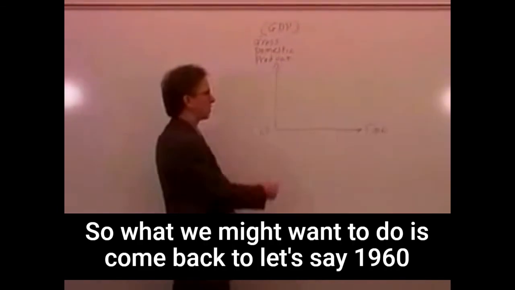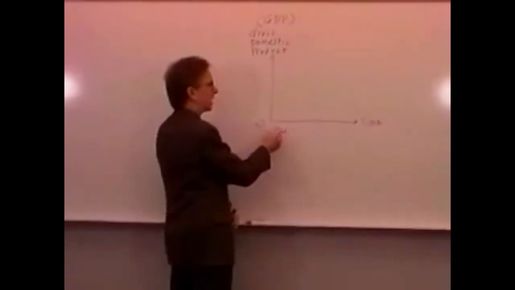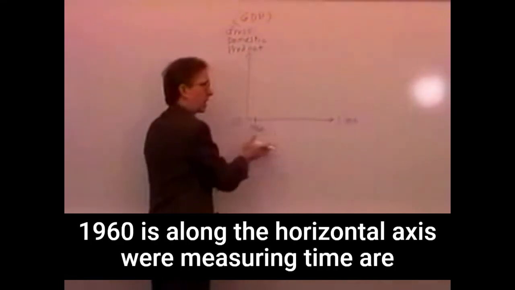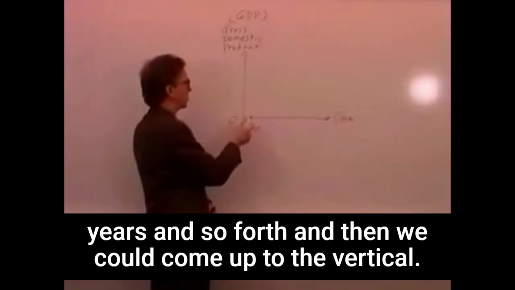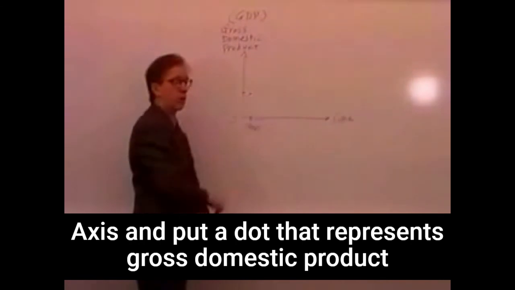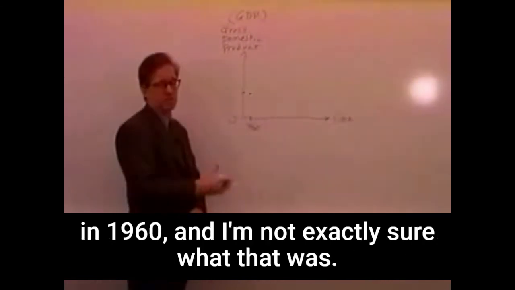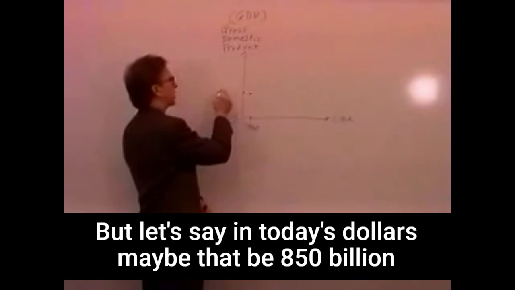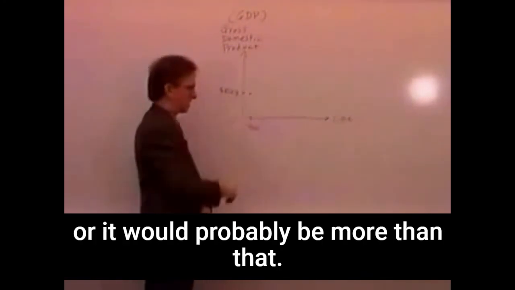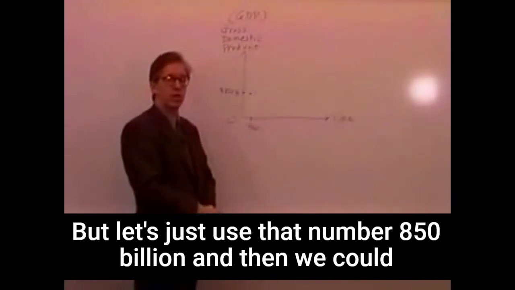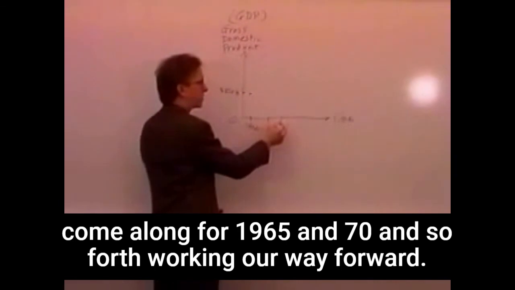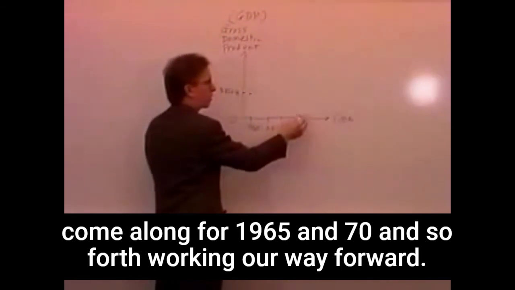So what we might want to do is come back to, let's say, 1960 and find out the amount of gross domestic product. And 1960 is along the horizontal axis. We're measuring time here, years and so forth. And then we could come up to the vertical axis and put a dot that represents gross domestic product in 1960. I'm not exactly sure what that was, but let's say in today's dollars, maybe that'd be 850 billion, or it would probably be more than that. But let's just use that number, 850 billion, and then we could come along from 1965 and 70 and so forth, working our way forward.